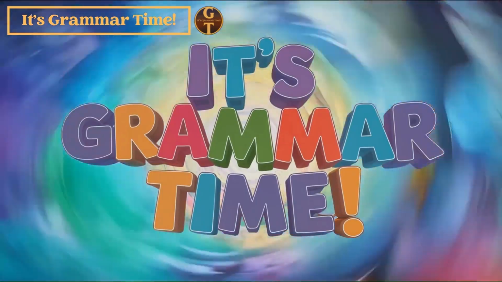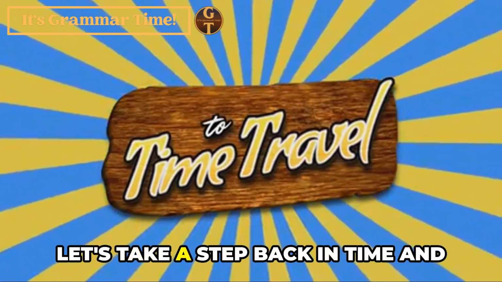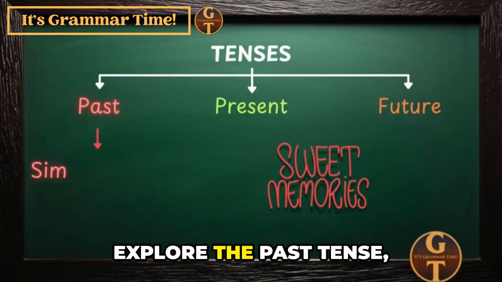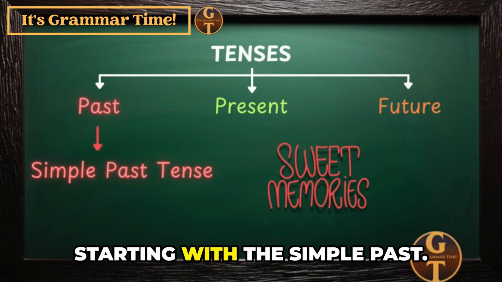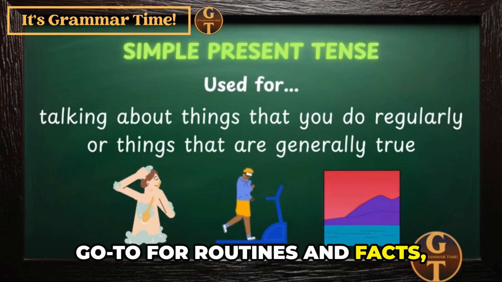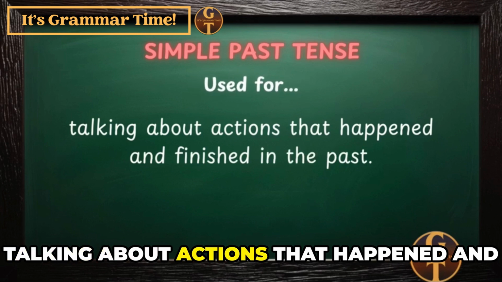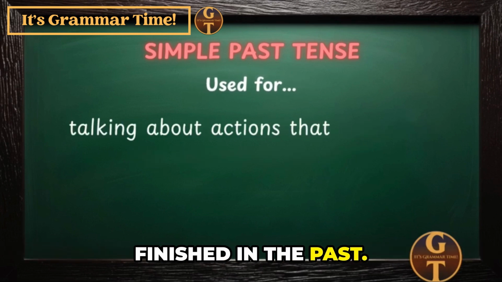In the previous video, we learned present tense and its 4 subtypes. In this video, let's take a step back in time and explore the past tense, starting with the simple past. Just like the simple present is your go-to for routines and facts, the simple past is your best friend for talking about actions that happened and finished in the past.